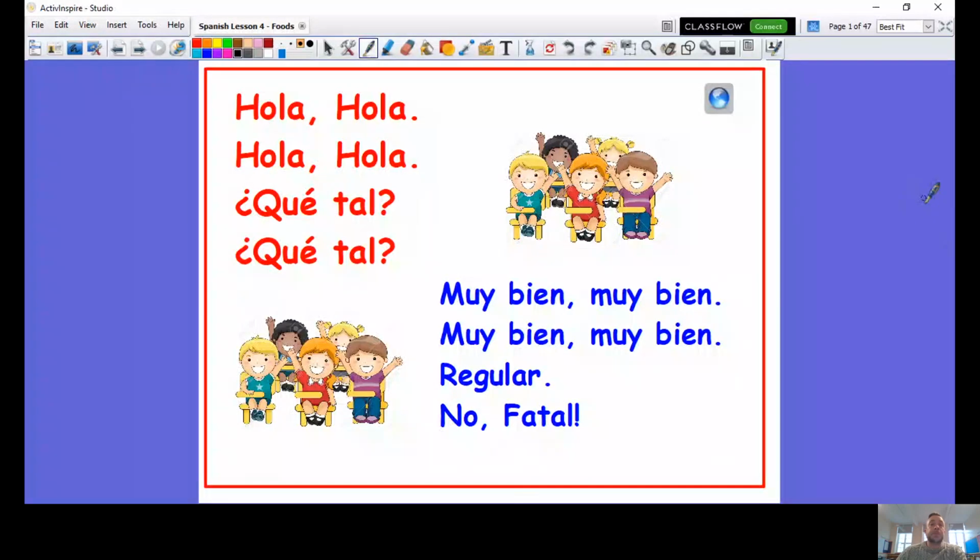Hola, ¿qué tal? Today we're going to do our fourth lesson, and this lesson is about foods, and we're going to combine those foods with adjectives. Let's get started straight away.